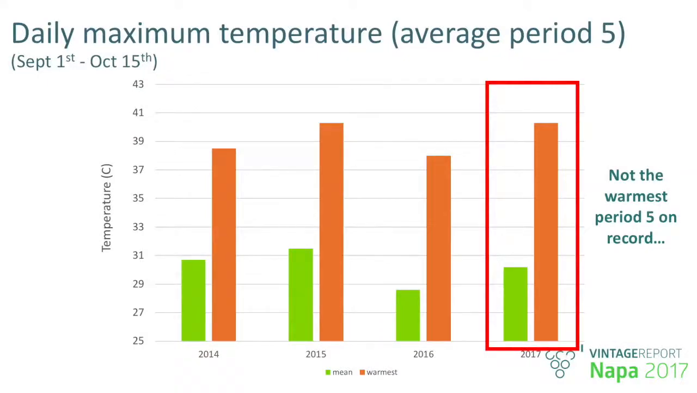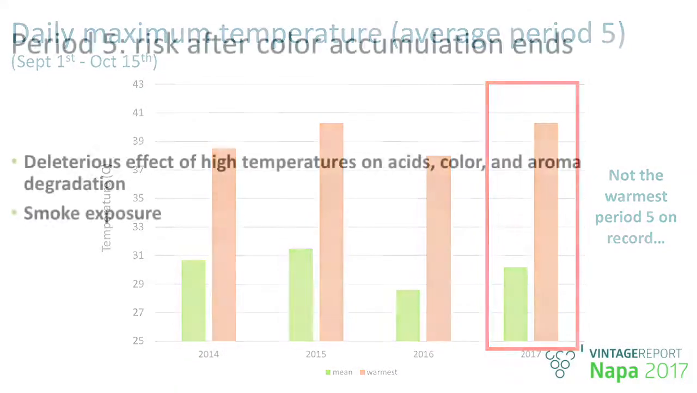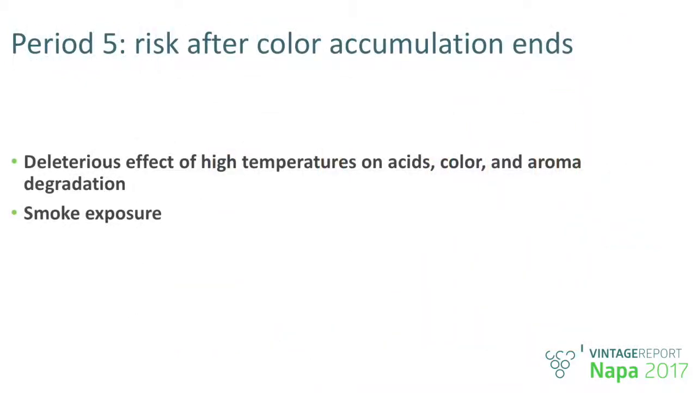So really at this stage, the greatest risk to mitigate were, once peak color has been reached, how to avoid the negative effect of high temperature on acids, aroma, as well as color, and of course the smoke exposure, but we will discuss that this afternoon.